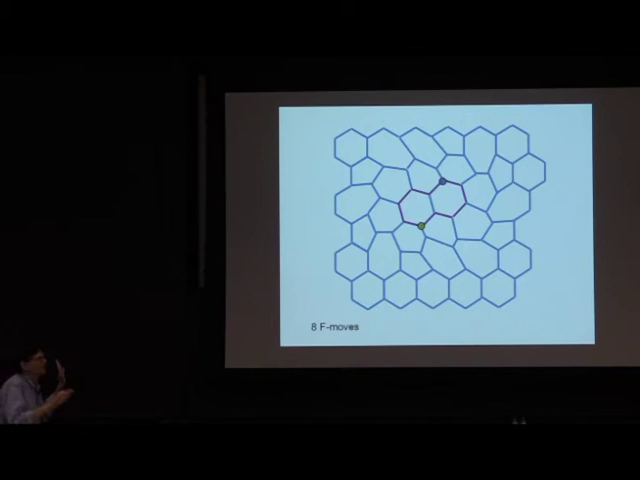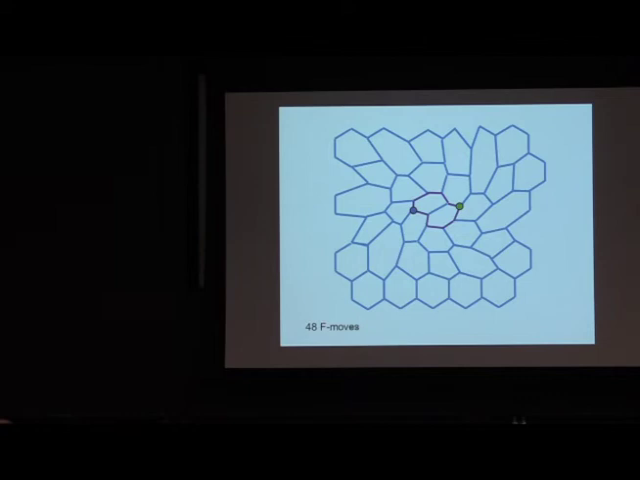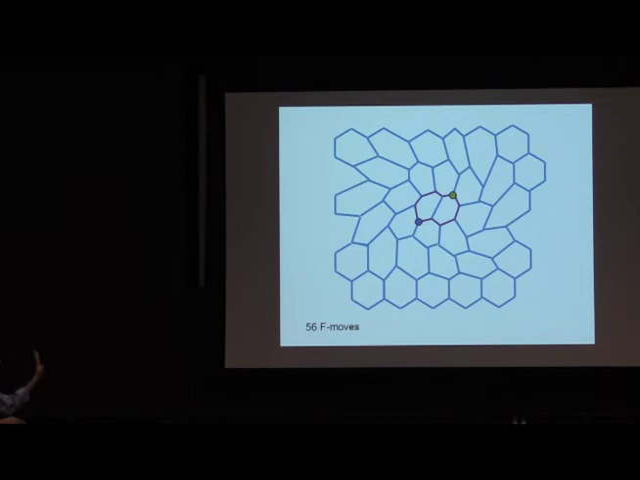Now I didn't have the patience to keep drawing. So now this is after 24 more of these F moves. And now after a total of 48 F moves, we're here. And then I'll do the rest. There are 3 here. And then there's 1, 2, 3, 4, 5 here. So a total of 56 F moves. And now I'm not going to do anything else. I'll just let it relax a little.